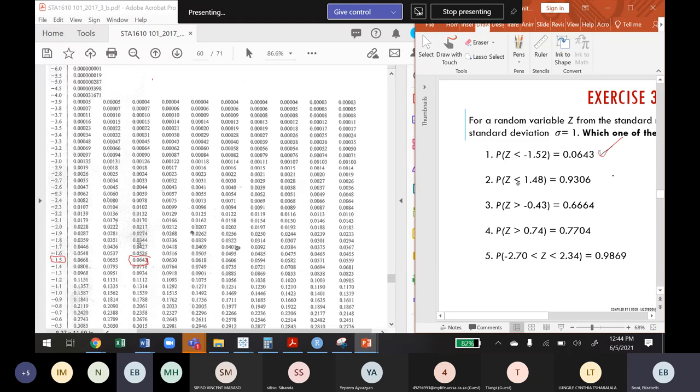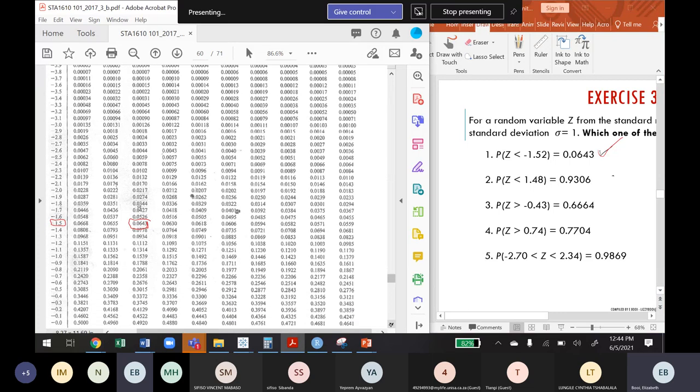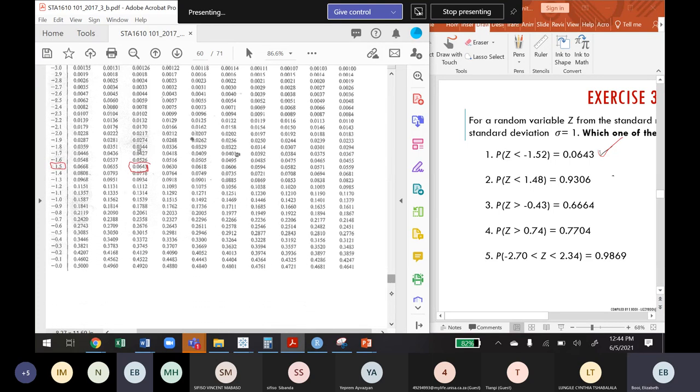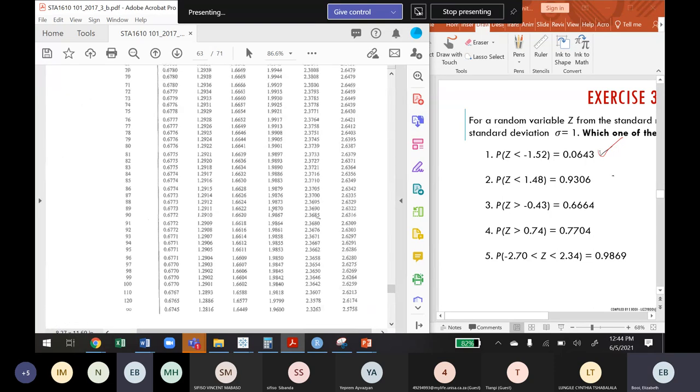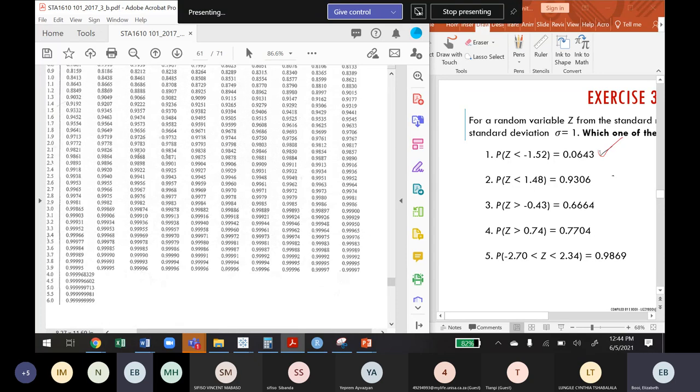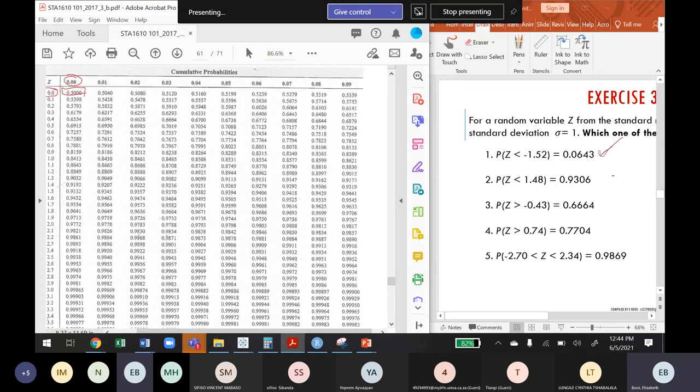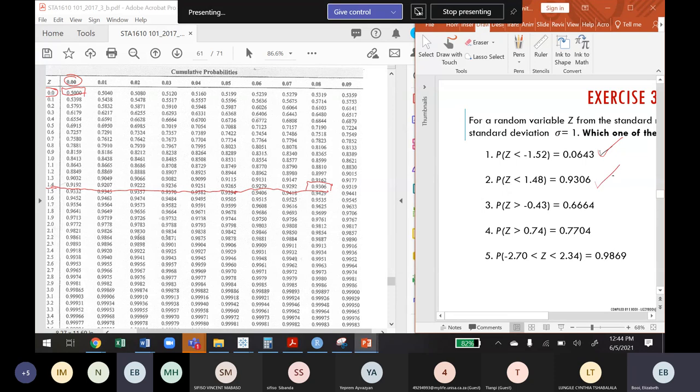So let's look at number 2. Number 2 says Z less than 1.4. So we need to go to the positive side of the table. We're looking for 1.48. So we go to 1.4 on the side, and we need to go to the last. 2 is correct. Yeah, it is right, which is 0.396, which is correct.